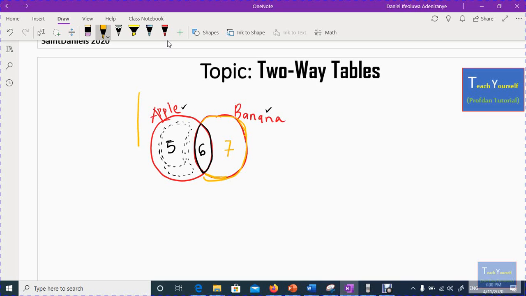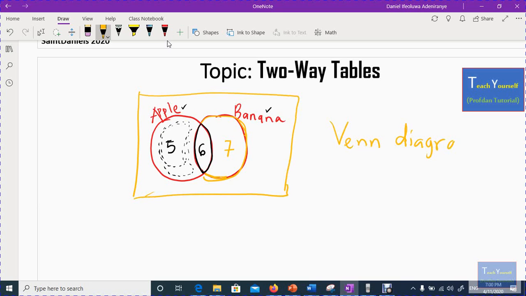And lastly, this is how a Venn diagram is, which you can still put on a two-way table. When you have a value that is not inside any of the circles, it means neither. So 9 students do not like to take either apple or banana.